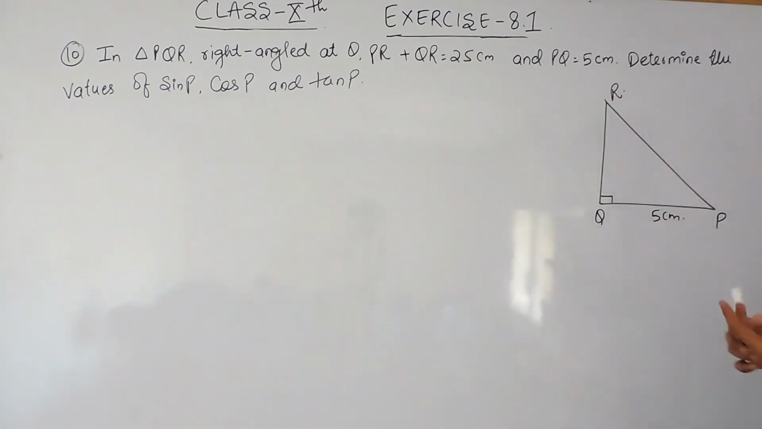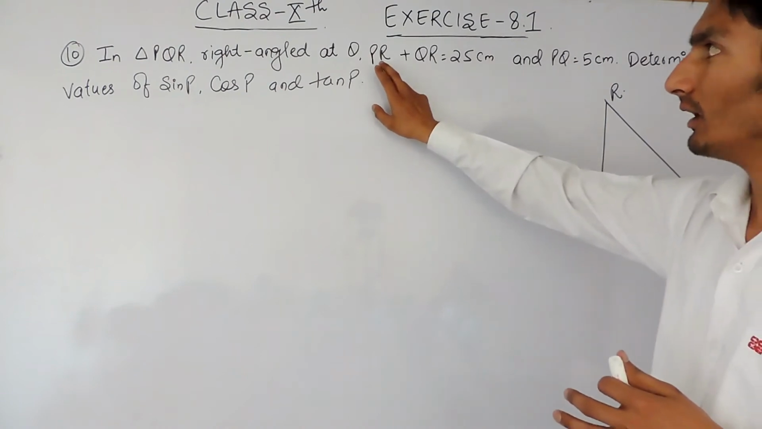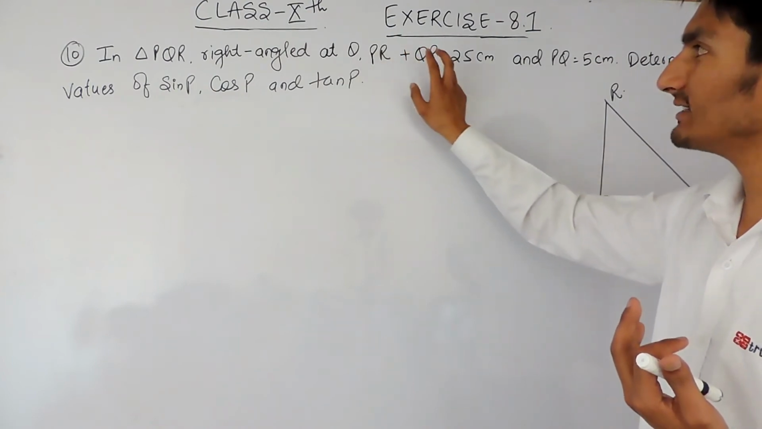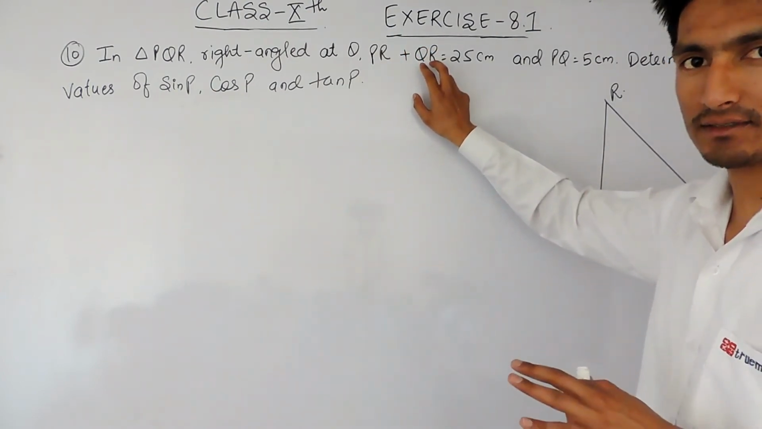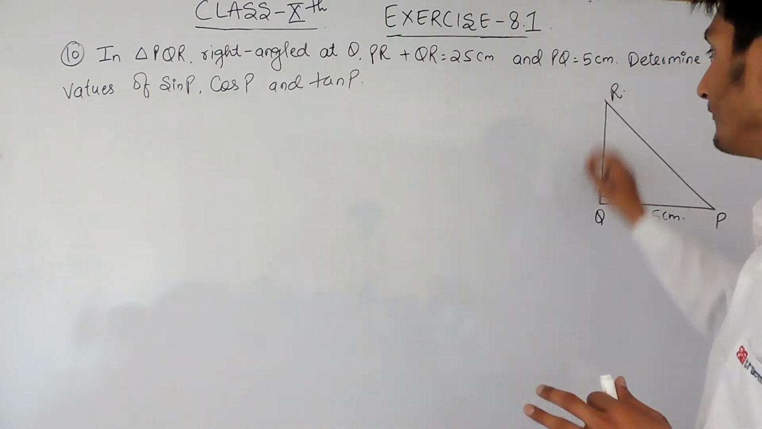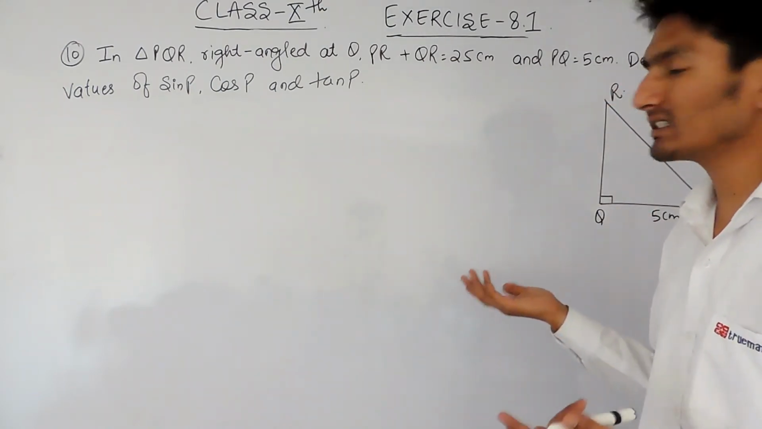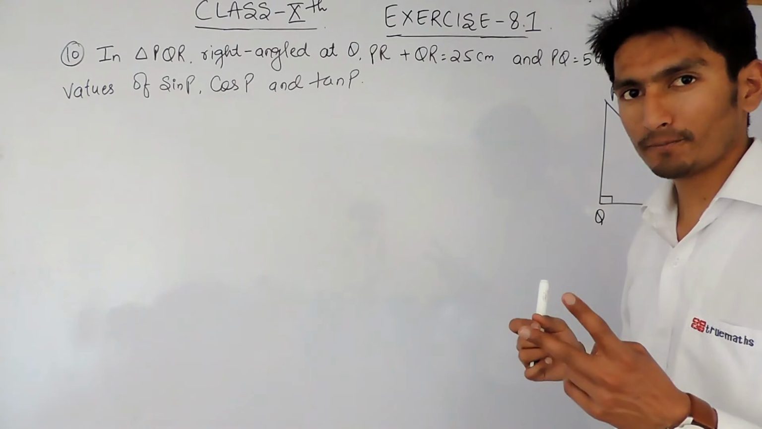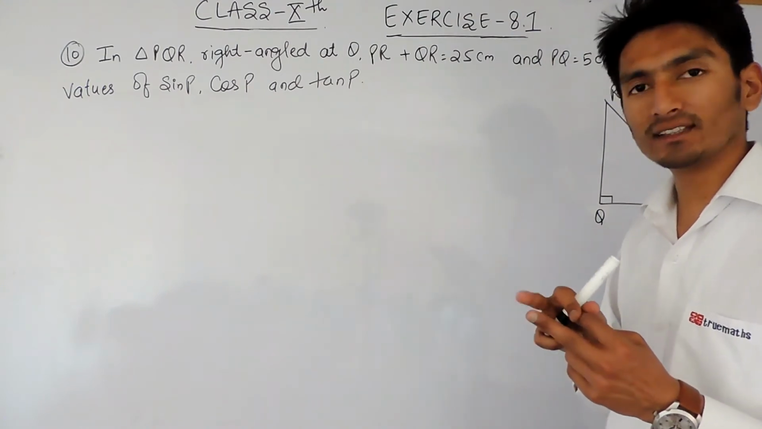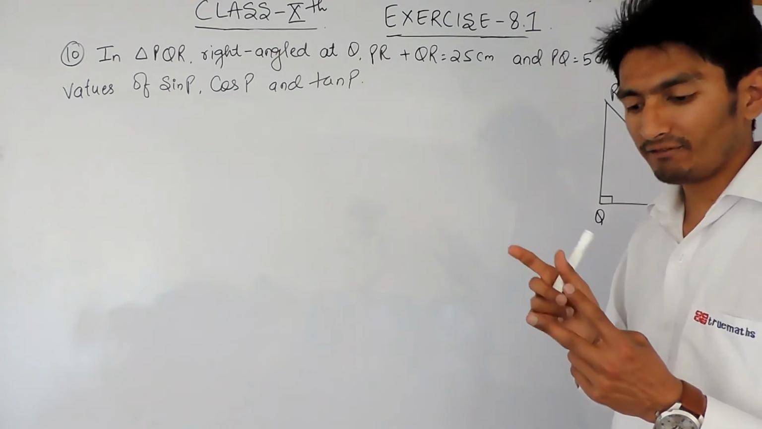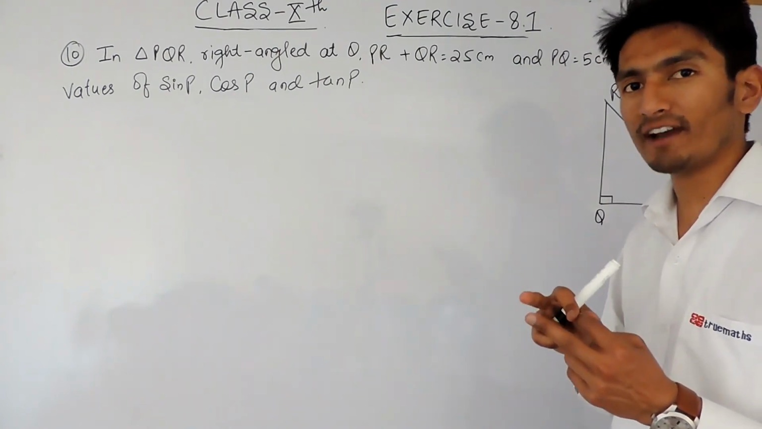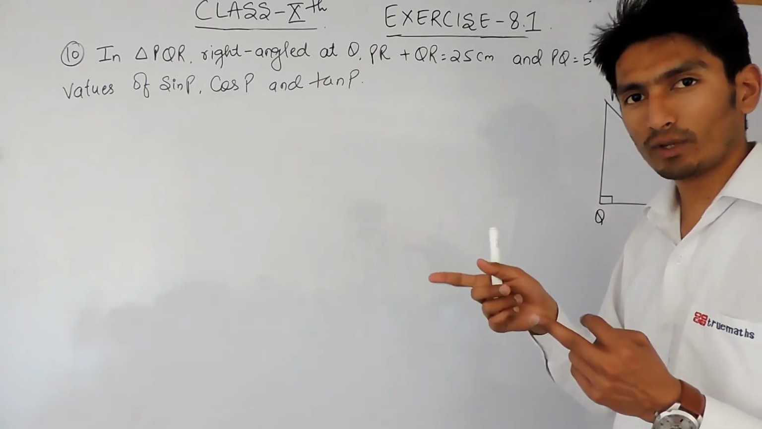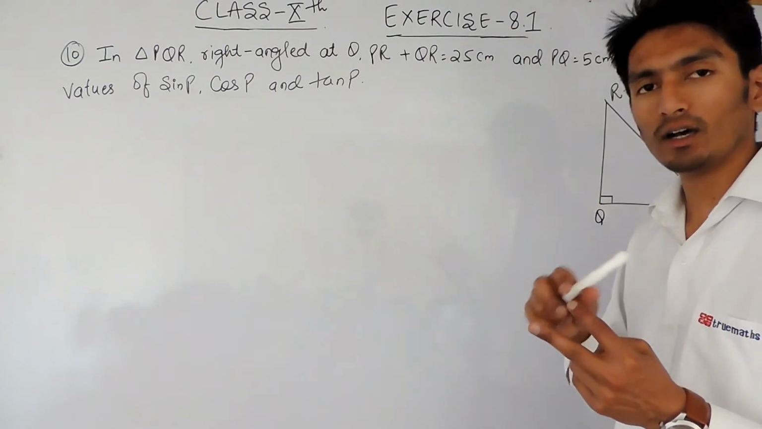So, let's assume that if this side is x, then obviously this side must be 25 minus x. How can you understand this? Let's say the sum of two numbers is 25. If one number is 10, obviously the other number should be 15. If one number is 20, the other number must be 5. Now, if one number is x, obviously the other number must be 25 minus x.